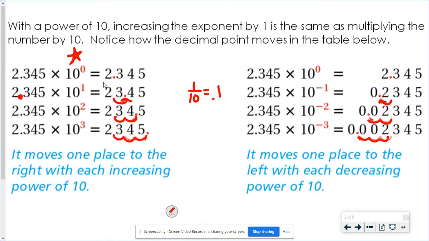When I have a negative exponent, like I do over here, I guess not the 10 to the 0 part, it's going to get smaller. Negative exponents are small numbers. Move your decimal so that it gets smaller.